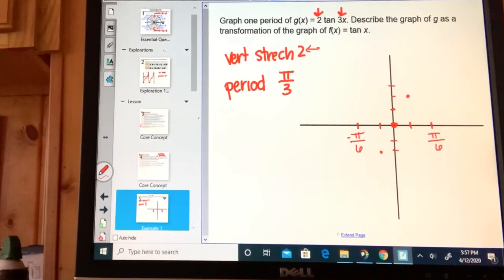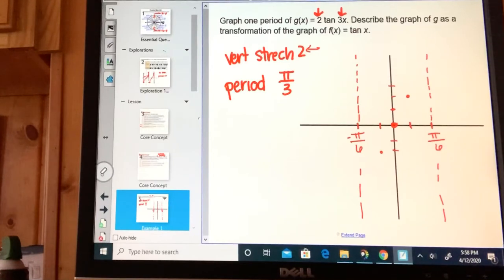Now, some of you are wondering why I did pi over 6 instead of pi over 3. It's because I want this whole area from this dotted line to this dotted line to be pi over 3. So I need to go half of pi over 3 this way and half of pi over 3 this way. And that's why I said those asymptotes were at pi over 6.